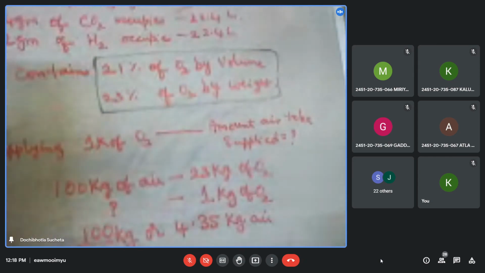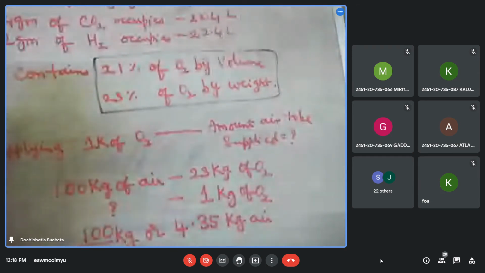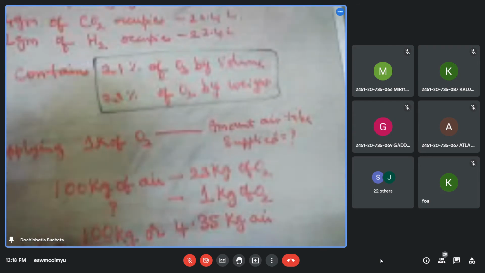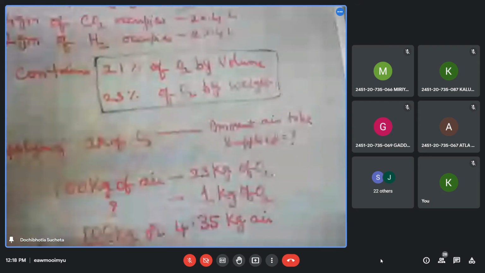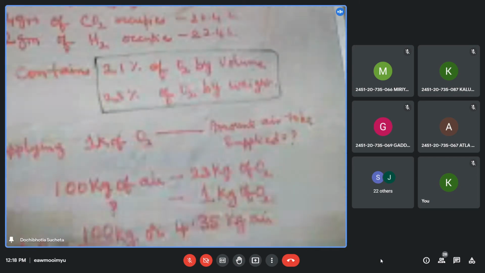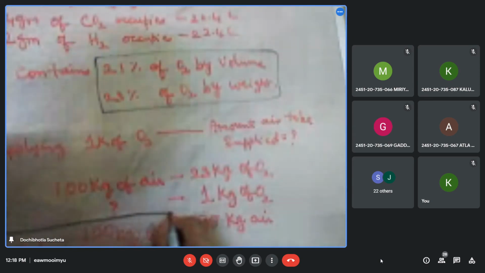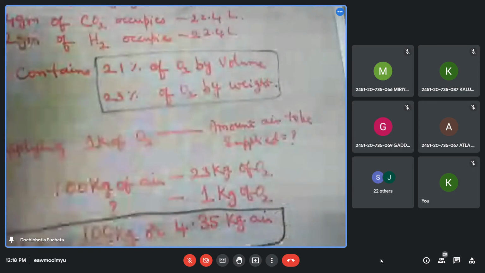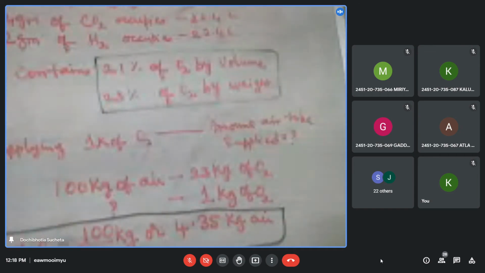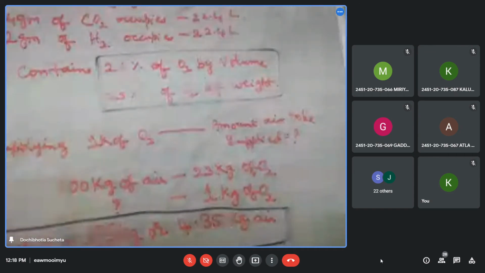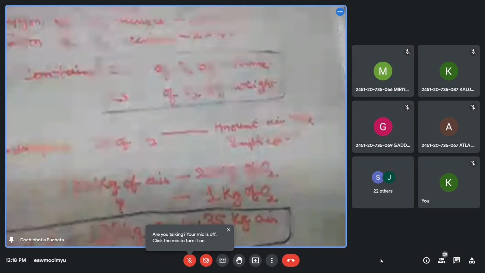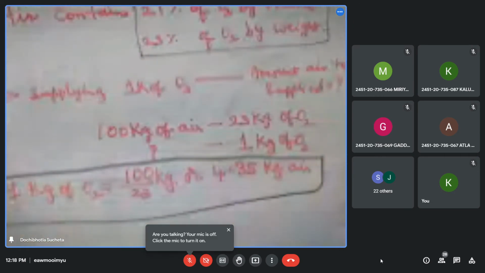So I can write, for 1 kg of O2, 100 by 23 or 4.35 kgs of air has to be supplied. Block numericals. Okay. Did you write this? I'll finish quickly. So this will take a little more time.